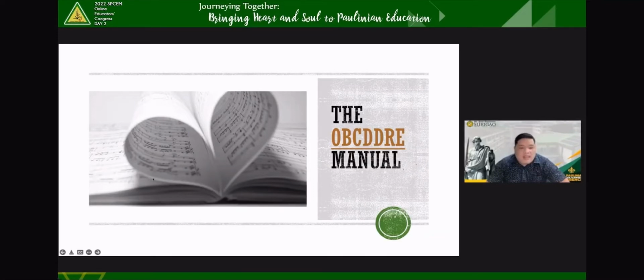And I would like to highlight something in this document, which is actually the Appendix B, Curriculum Review Committee Terms of Reference. So this particular document is separate, but I also put this as an appendix of this OBCDDRE manual, because this will serve as basis for our deans and program chairs in the conduct of their curriculum review through the Curriculum Review Committee.